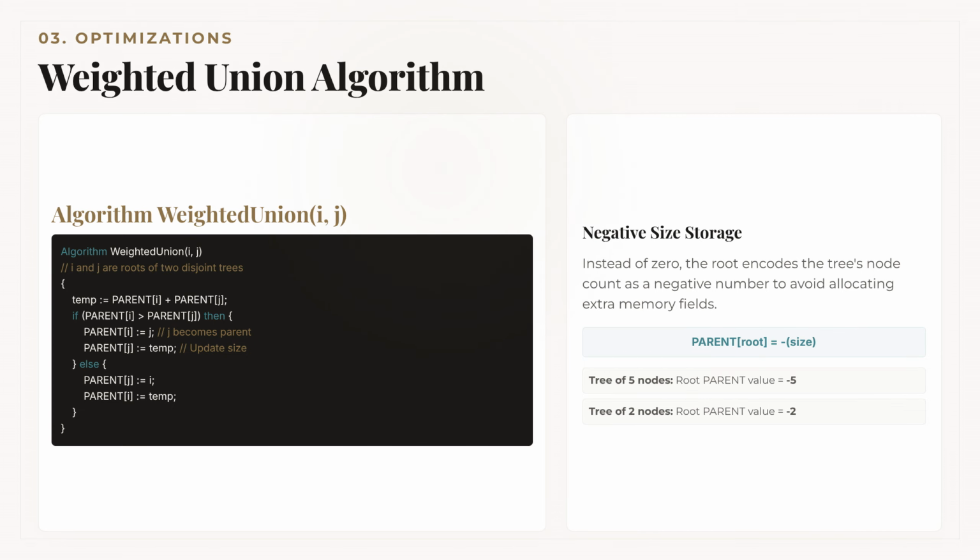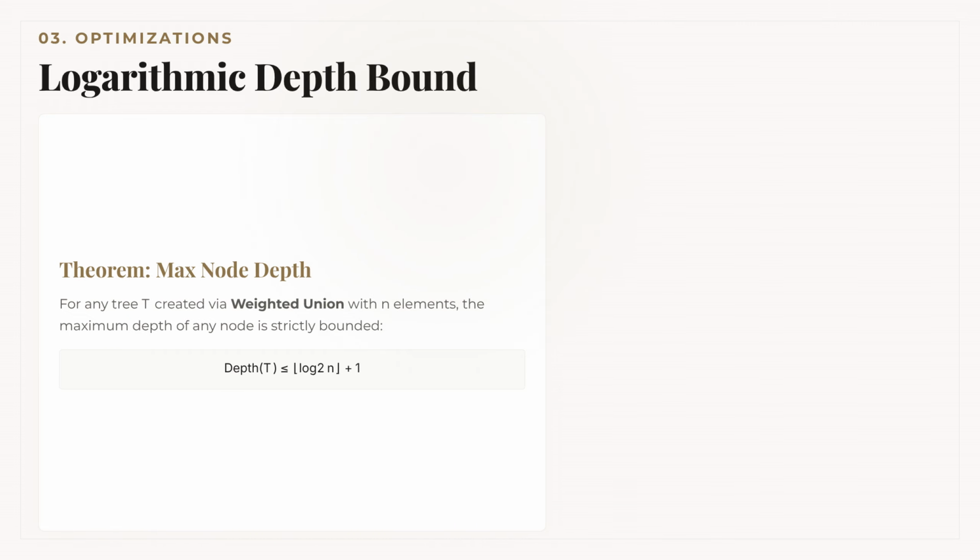This simple idea has a remarkable effect. A famous theorem proves that if weighted union is always used, then the maximum depth of any node becomes at most logarithmic. In other words, the height of the tree never exceeds approximately log base 2 of n. This means the find operation now requires O(log n) time instead of O(n). This is a huge improvement. But computer scientists did not stop here. They discovered an even more powerful optimization called path compression.